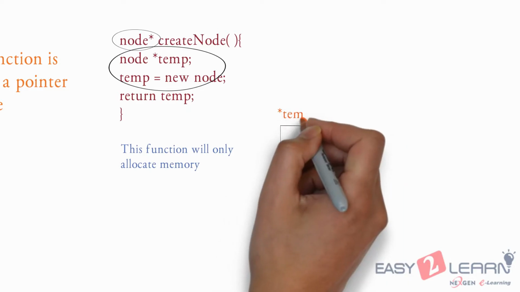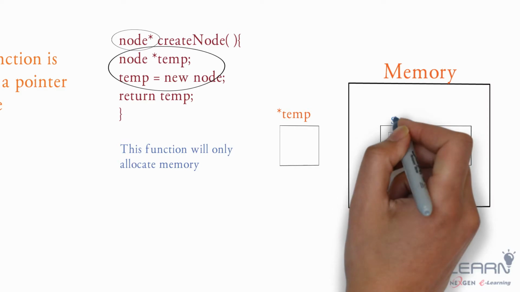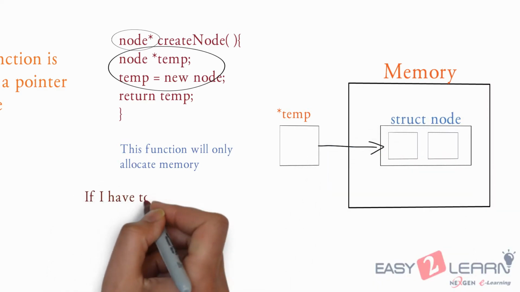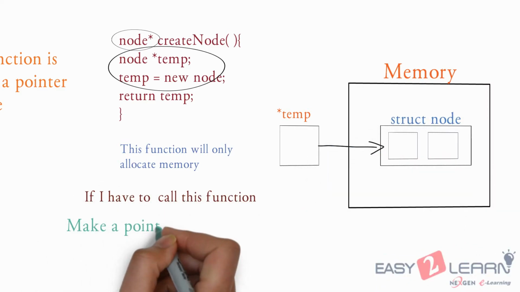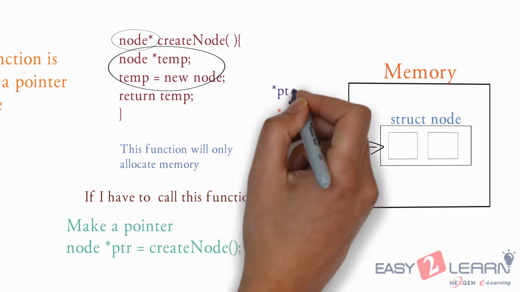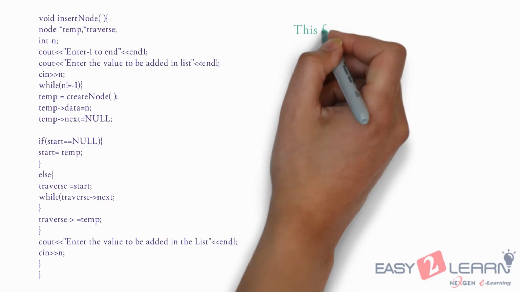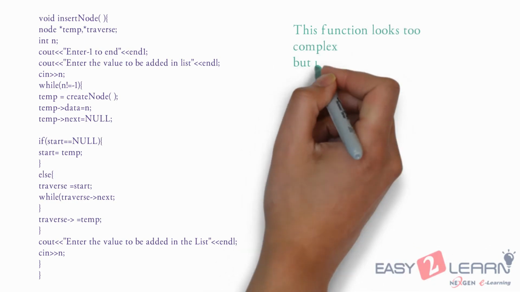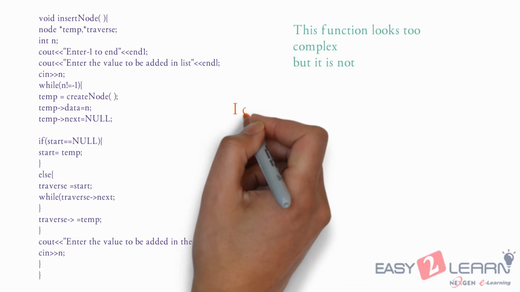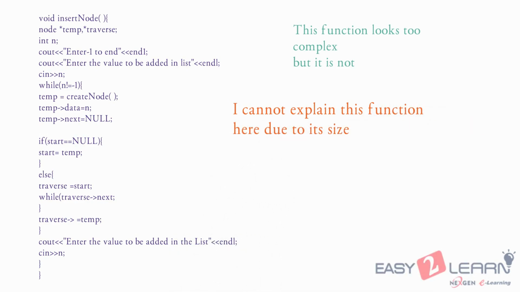So we have a pointer called temp. We have struct node here in the memory. It simply points to that. If I have to call this function, then make a pointer like this. Now this function looks too complex, but it is not. It is very easy. I cannot explain this function due to its size.